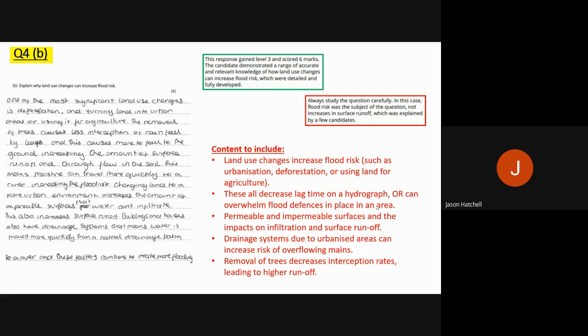You can talk about permeable and impermeable surfaces and how that impacts infiltration and surface runoff. You can say how drainage systems in urban areas can be overflowing, and that increases the risk even more. And also, you could talk about the removal of trees and how that decreases interception rates, and that leads to higher surface runoff, and that leads to more flooding. So that is question 4B. Most of you answered that pretty well. Some of you will need to redo it though.